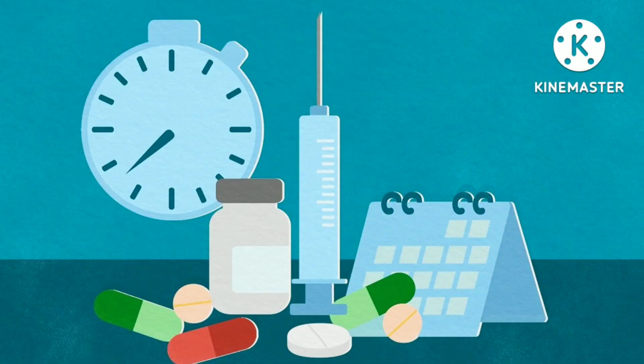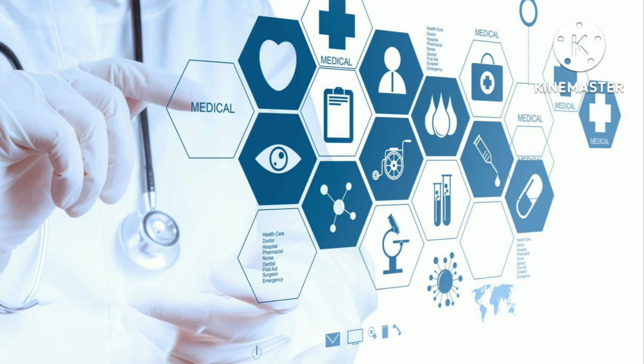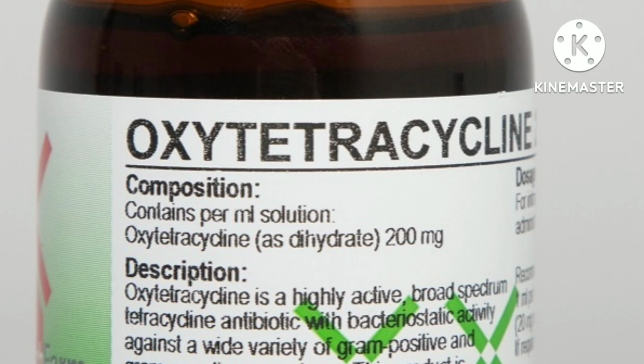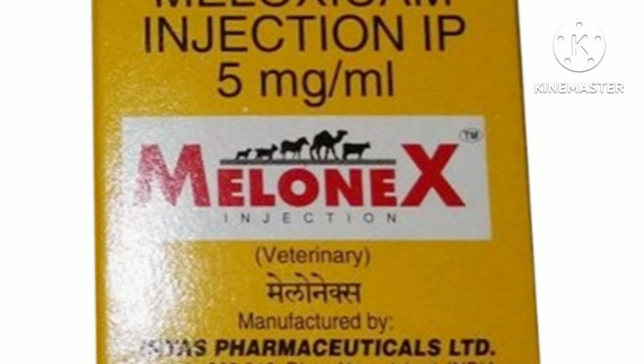Treatment of lumpy skin disease. All of you know that in viral disease there is no specific treatment. That's why we have to treat the animal symptomatically. First, we have to use one broad-spectrum antibiotic, for a minimum duration of 3 days, to prevent secondary bacterial infection. Next, the animal will have fever, so we have to use an anti-inflammatory and antipyretic drug.